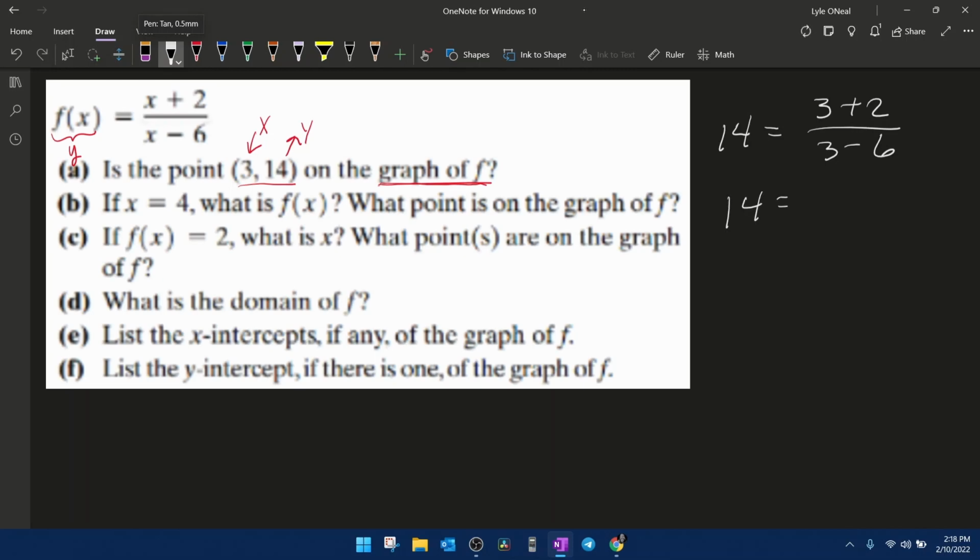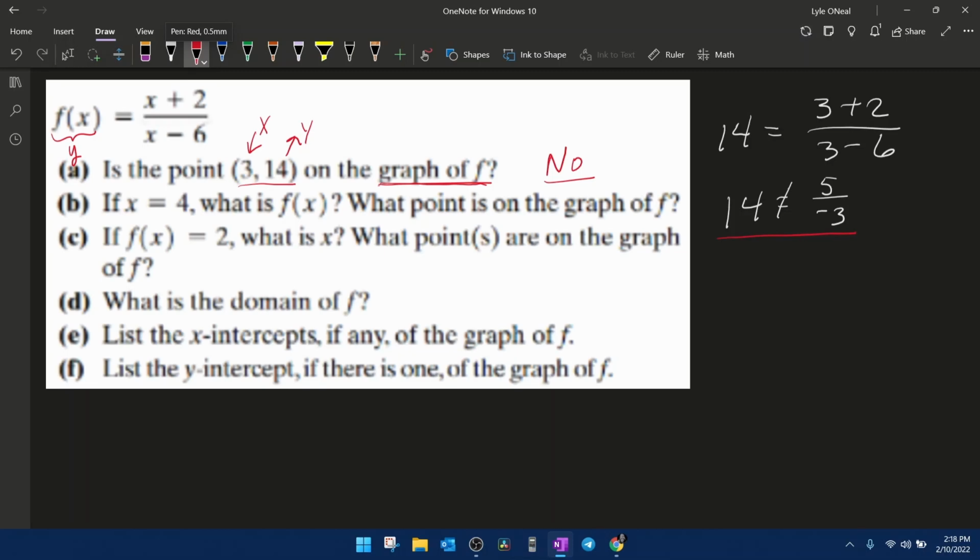14 equals, that's going to be 5 over -3. And those are definitely not equal. So the answer for part A is a definite no. That point is not on the graph because it did not work in the function and give equality.